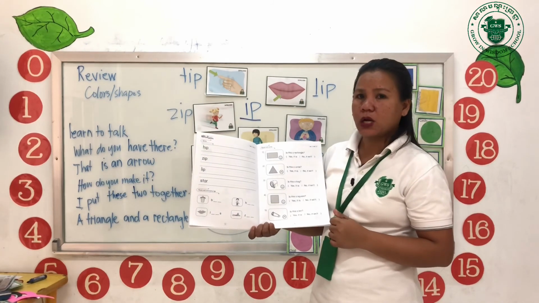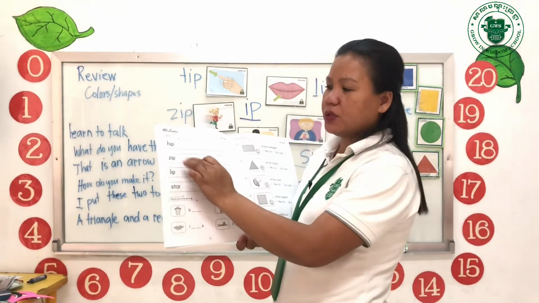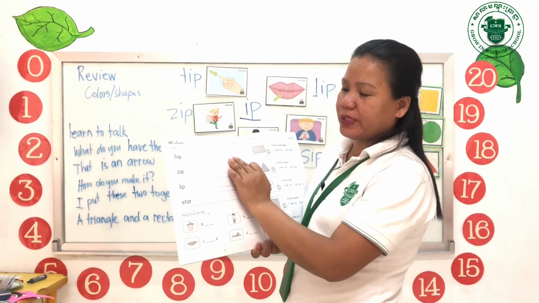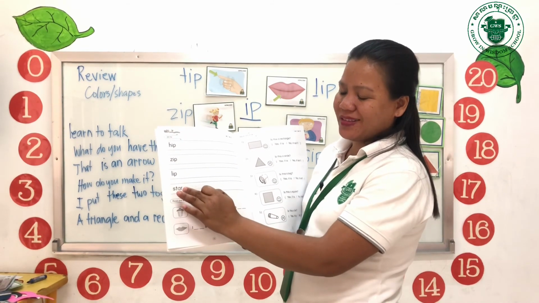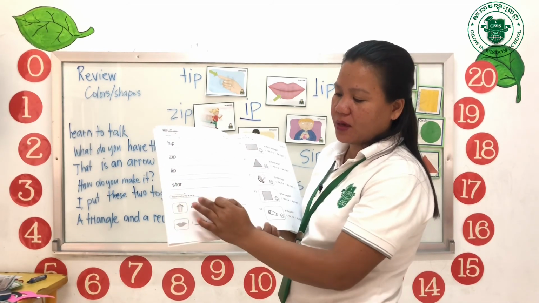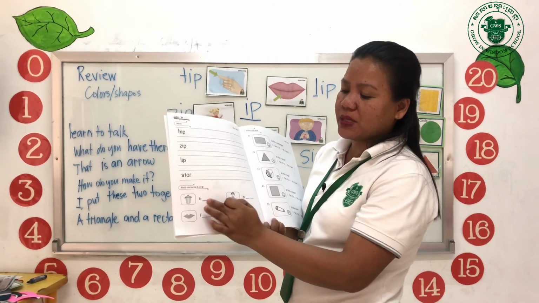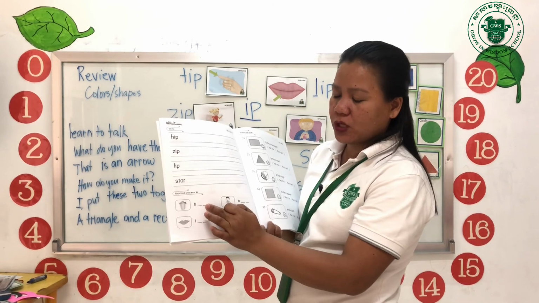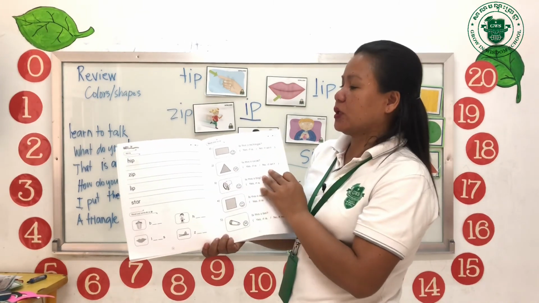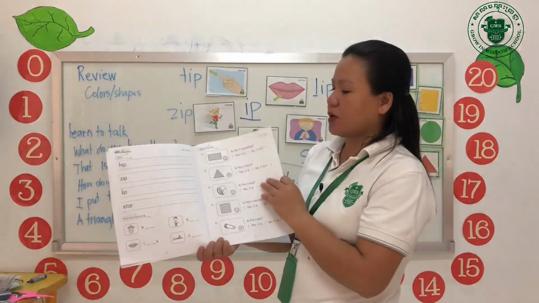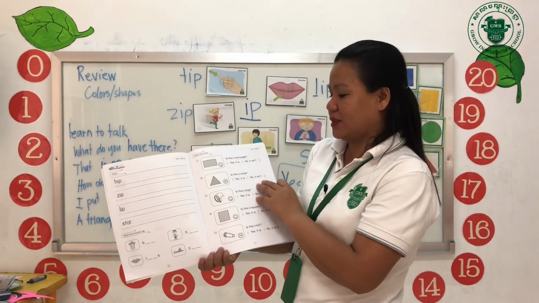Okay, here is your homework from your activity book. Here, the first one, you're going to write the word. The words are hip, zip, lip, and star. And next, you're going to write what is the missing sound of each word. Look at the picture. And here, read and circle the correct answer. If the answer is yes, it is, or no, it isn't. Okay?